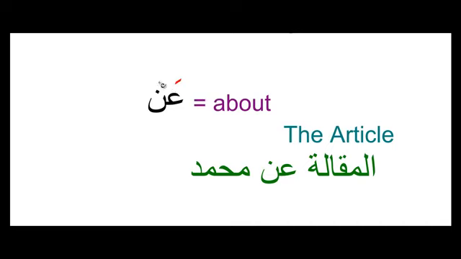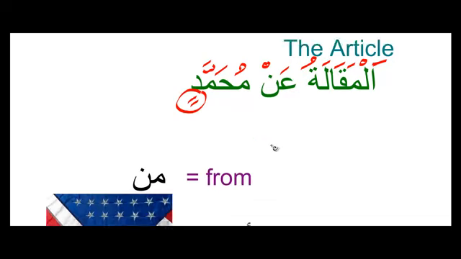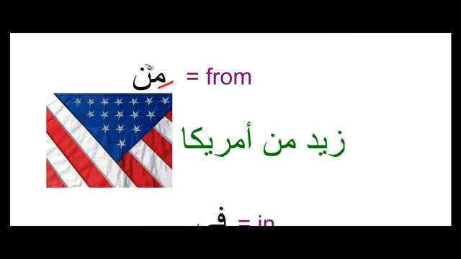Next we have an. And an means about. So here, for example, we have al-maqalatu an Muhammadin. The 2 kasras are there again because we have the word an before Muhammad. And al-maqala means an article, like a newspaper article. So al-maqalatu, the article, an Muhammadin, is about Muhammad. It's regarding Muhammad. Okay? And then we have the harf min, which means from.